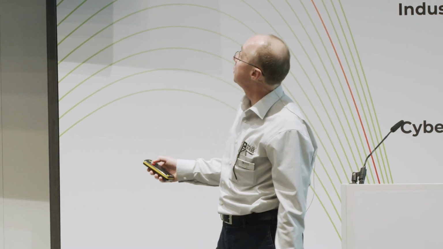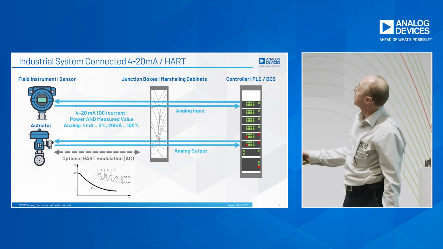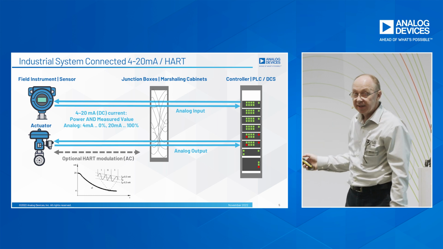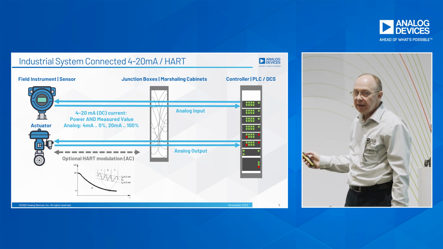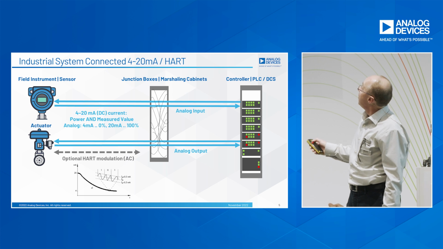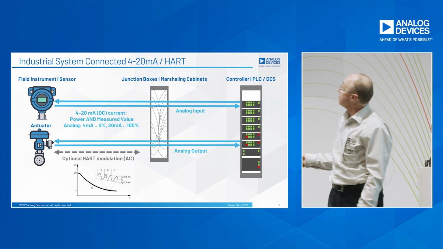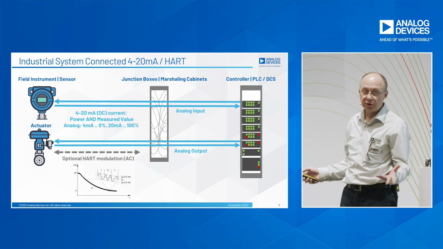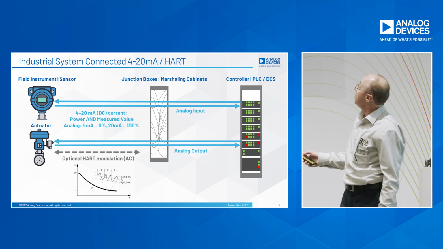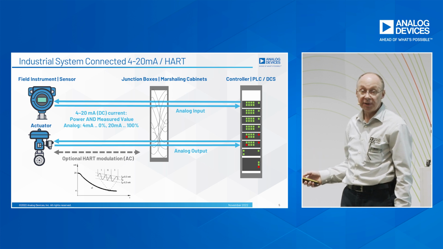So this is 4 to 20 milliamp. Again, sensor, PLC input-output, analog input-output. And a reminder, it's an analog signal. So 4 milliamps is 0% of temperature, zero pressure. 20 milliamps is the maximum, 100% of the input.